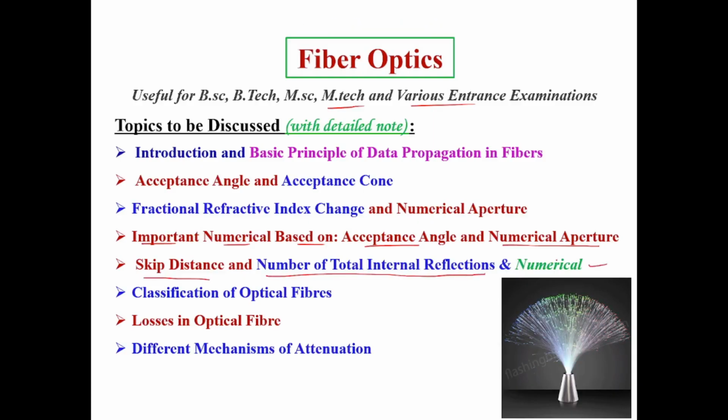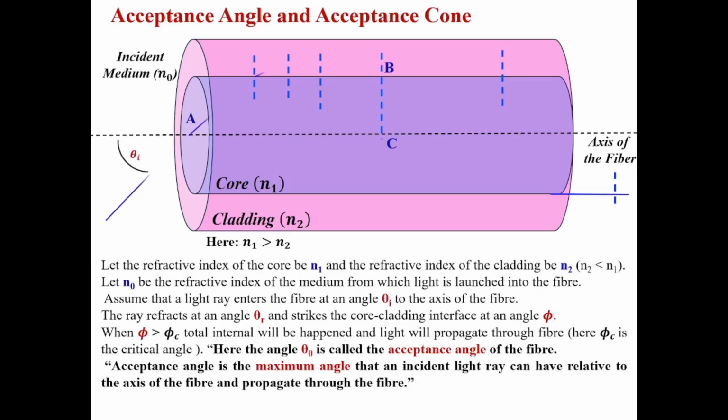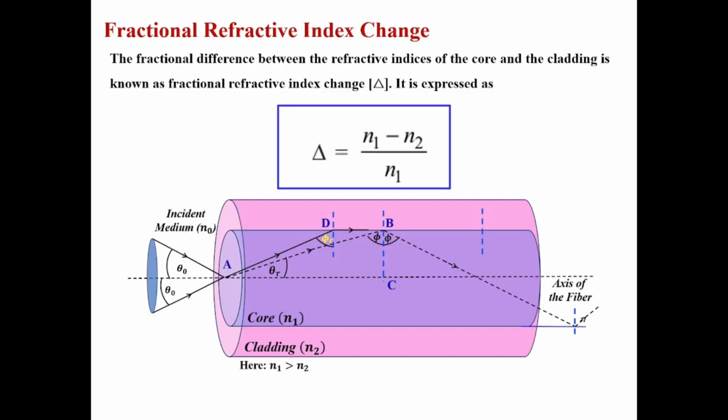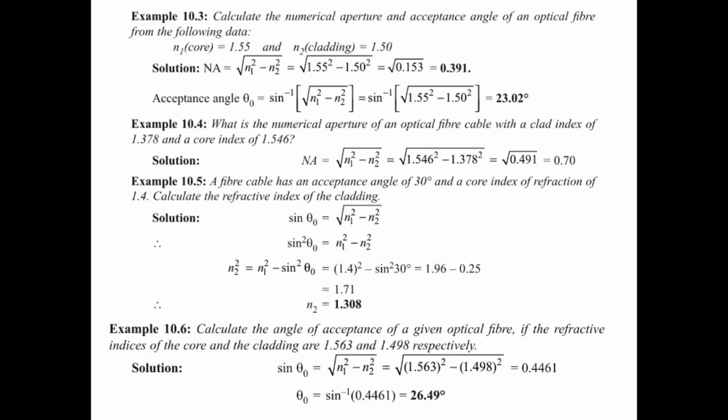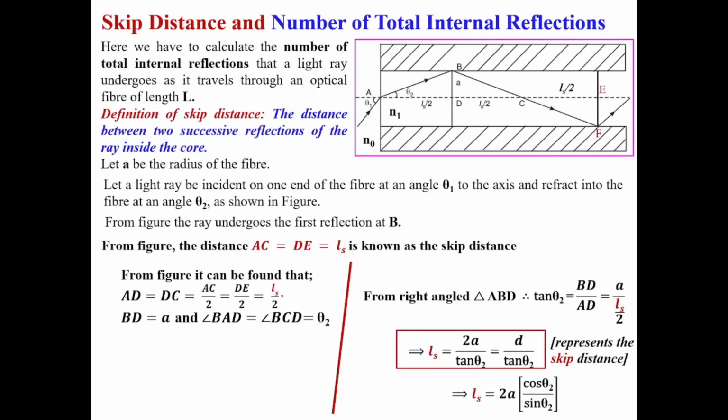Okay, so let us start. These things we already discussed in our previous classes. So I suggest to all of you that before you watch this video, you refer to the previous videos. Last class we discussed these numericals. In this class, we are going to discuss skip distance and number of total internal reflections.